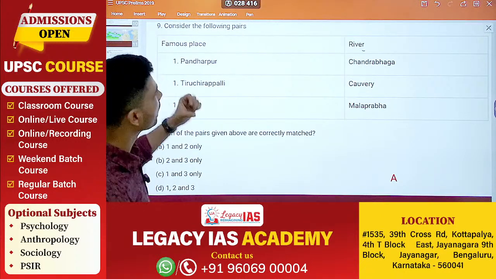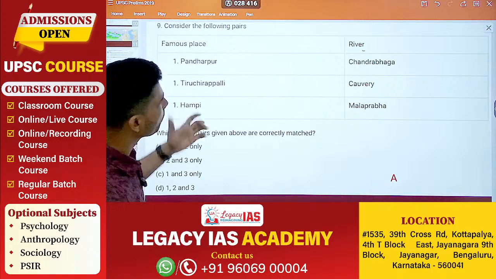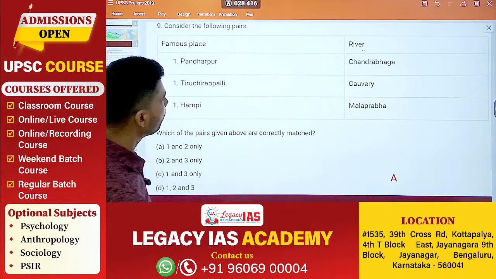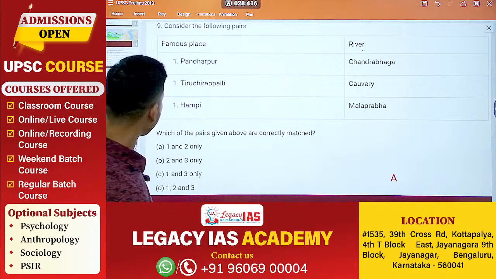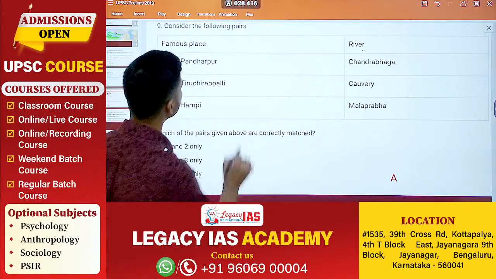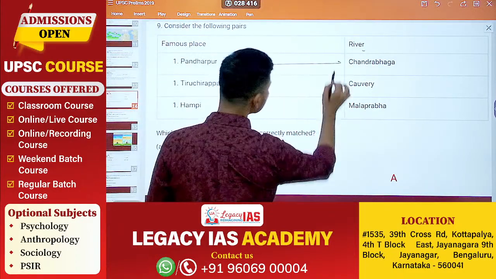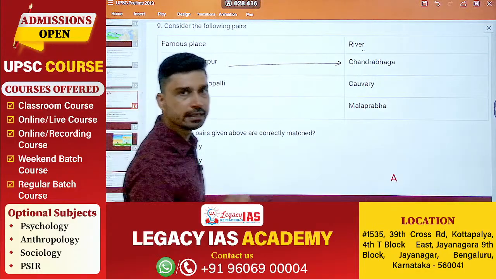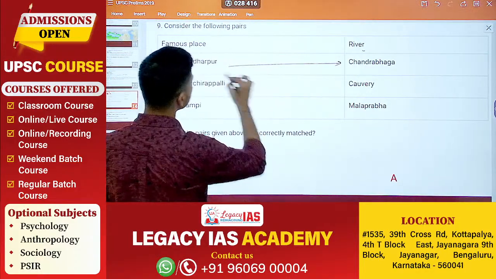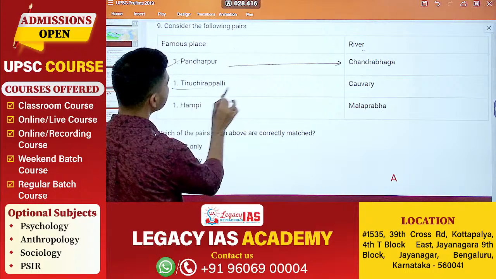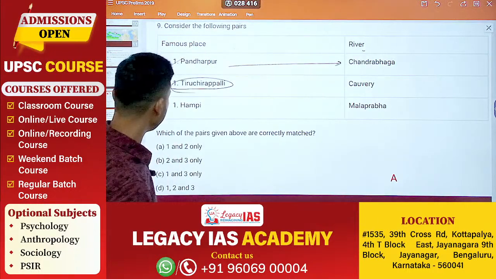So first is Pandharpur, Chandrabhaga river; Tiruchirappalli, Kaveri river; and Hampi, Malprabha river. Out of these, Pandharpur is situated in the state of Maharashtra, and it is indeed situated on the bank of river Chandrabhaga. So that is correct. Trichy is situated on the bank of Kaveri. Is it correct or incorrect?